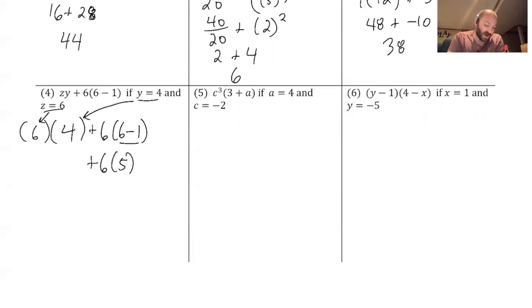So that's going to be plus 6 times 5. Then this will be 6 times 4. 6 times 4 is 24. 6 times 5 is 30. We can now add those together, and I get 54.